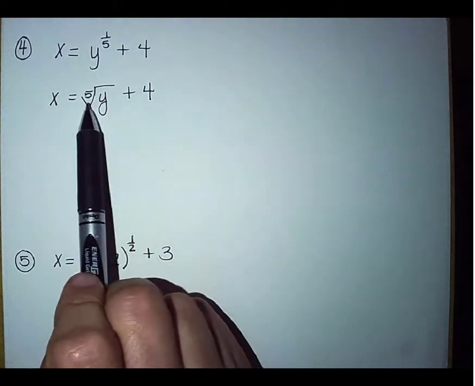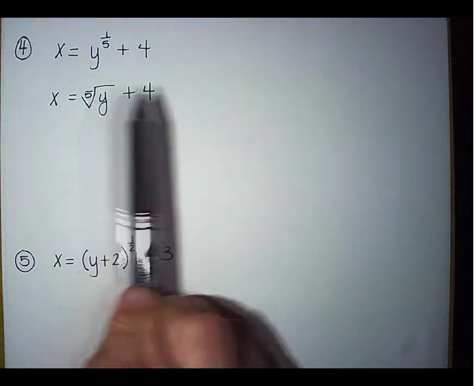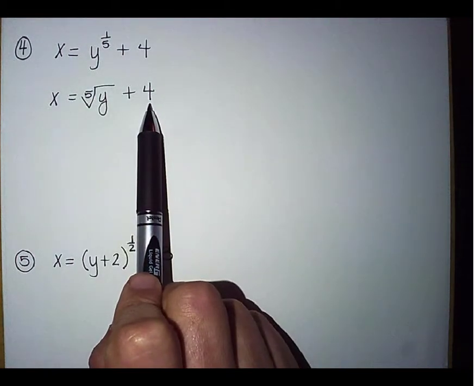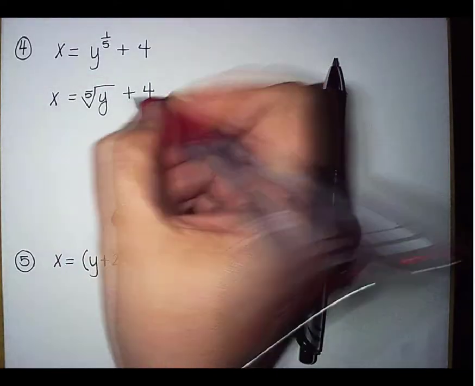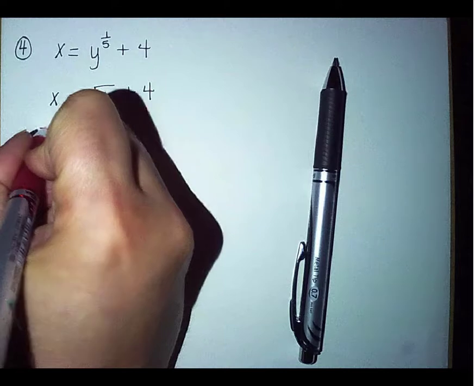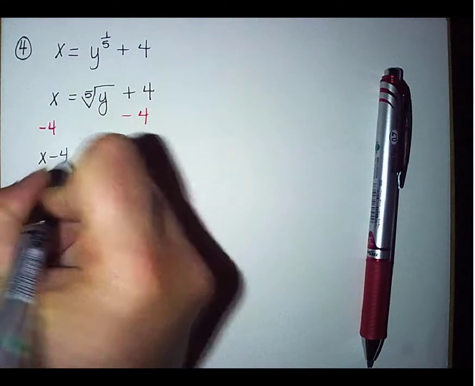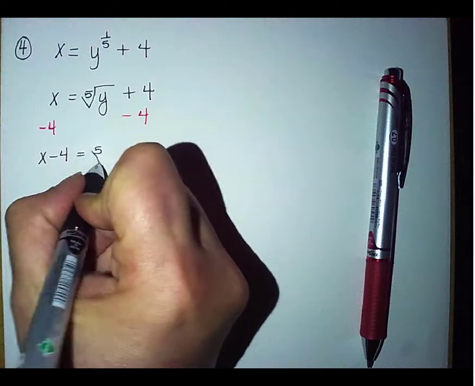Now again, in order to get rid of the 5th root, I first need to get rid of this 4 because I need to isolate this on that side. So we are going to subtract 4 from both sides. We're going to have x minus 4 equals the 5th root of y.